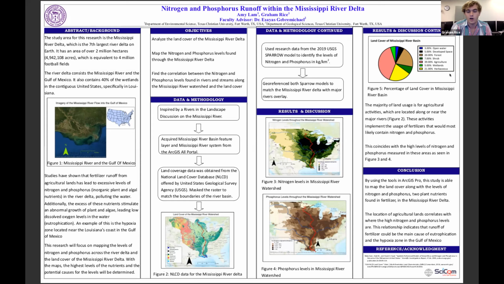To start, we acquired our data from the ArcGIS online portal. We found the Mississippi River Basin feature and the Mississippi River system, including all the rivers and tributaries that lead into the Mississippi River and then go out to the Delta. Our land coverage data, seen in the photo below, was acquired from the National Land Cover Database, which is offered by USGS. Using that, we were able to mask the raster and match the boundaries of the river basin, filtering out all the parts that weren't a part of the basin itself.